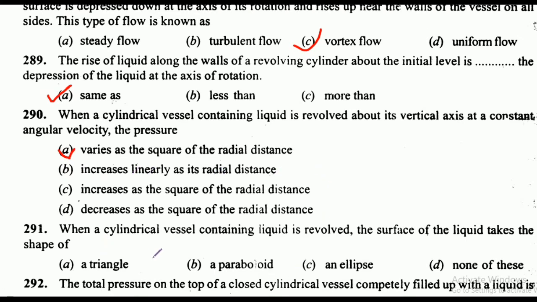Next is, when a cylindrical vessel containing liquid is revolved, the surface of the liquid takes the shape of. Here options are a triangle, a paraboloid. Option C is an ellipse. Option D is none of these. So here friends, the correct answer is option B, that is a paraboloid.